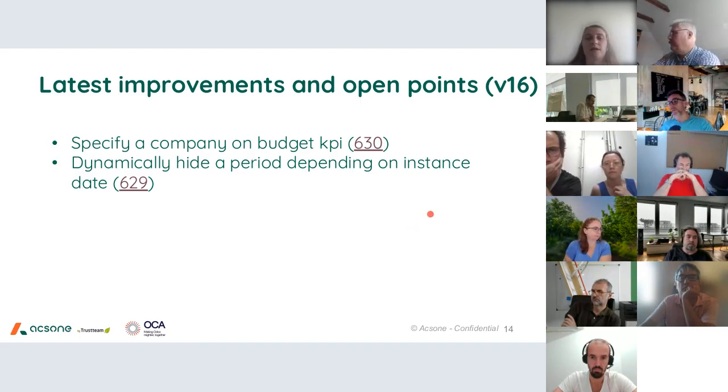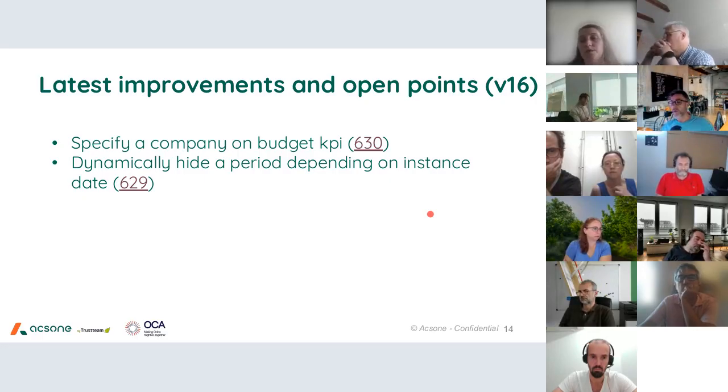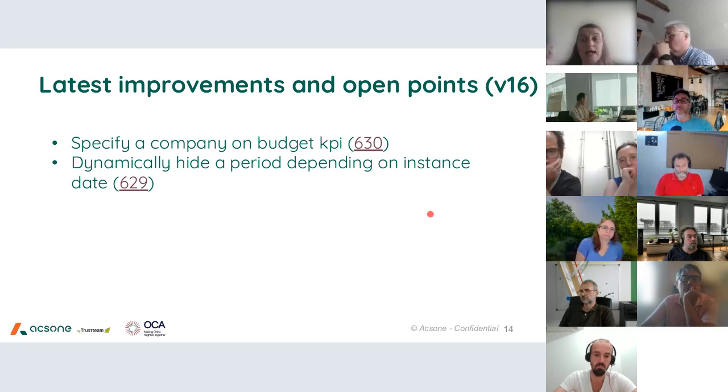The next improvement is that now you can specify a company on the budget KPI lines. It's very useful if you have a report which is used with different companies, and in this report you have a column for the budget. It was necessary that the information is the budget of your active company, and not global. That's why we added a specific field on the budget KPI lines to see only the data of the active company.